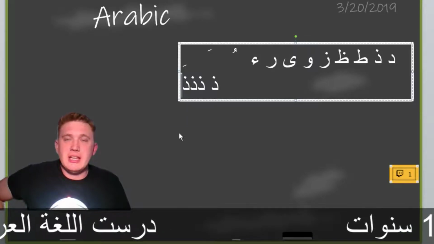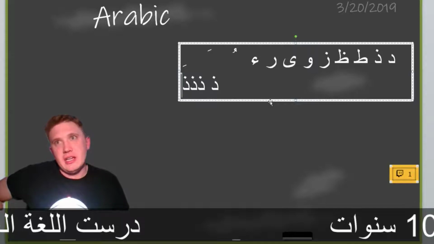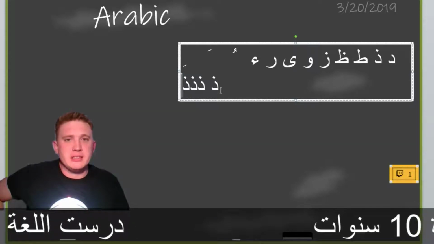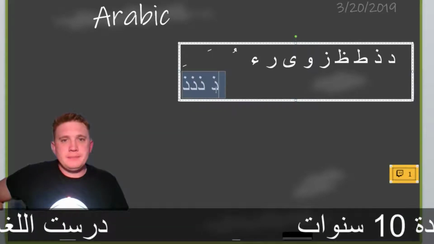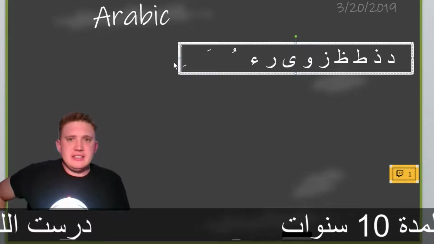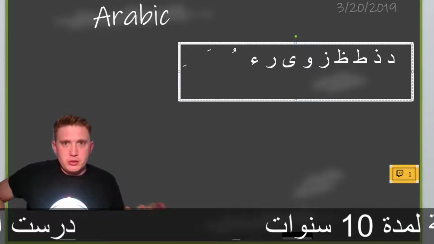No. So it can be connected to from the right, but does not connect to the left. I guess that's the best way I can say that. So that is the Thal, pretty simple for the most part.